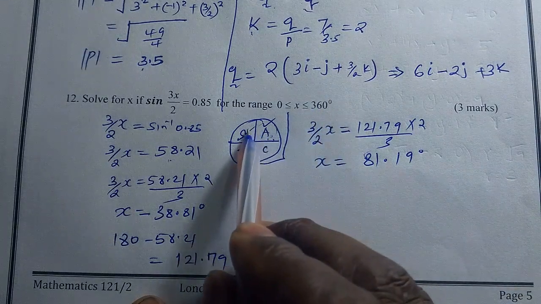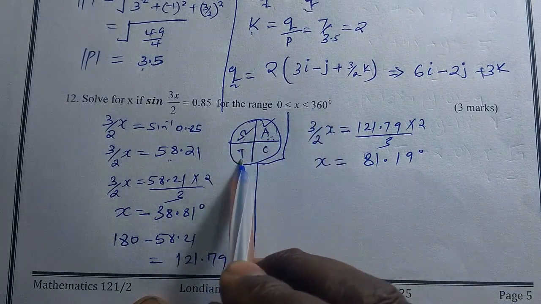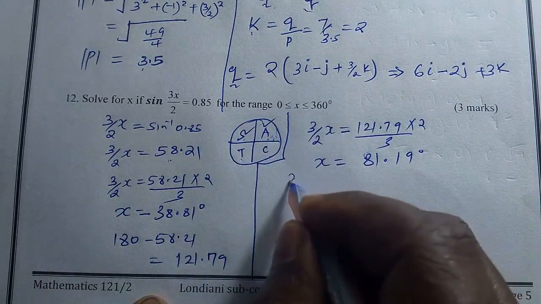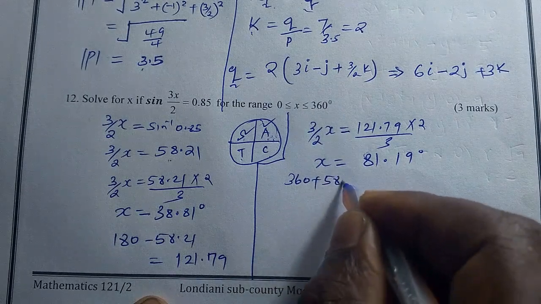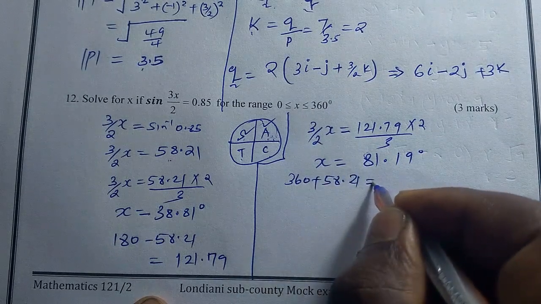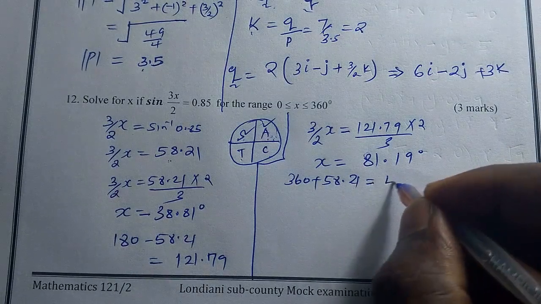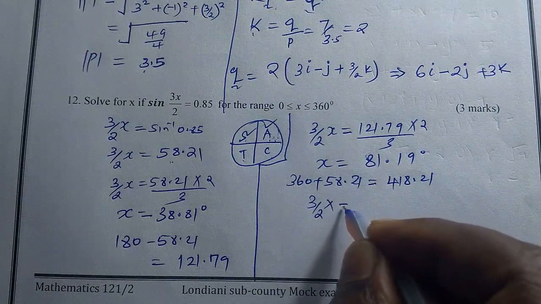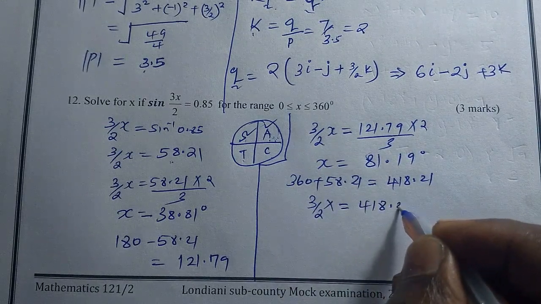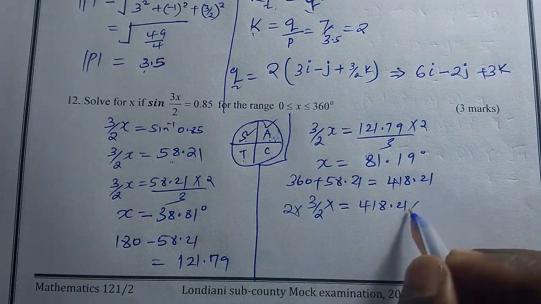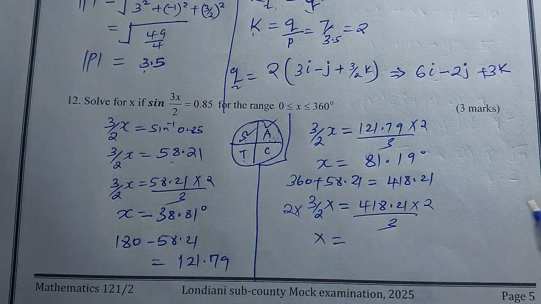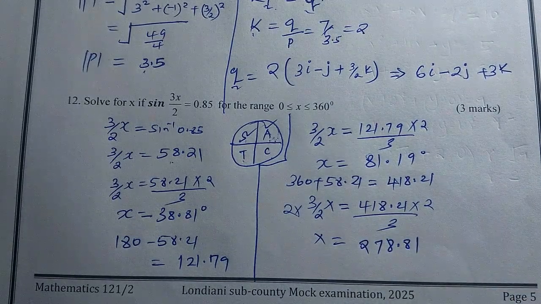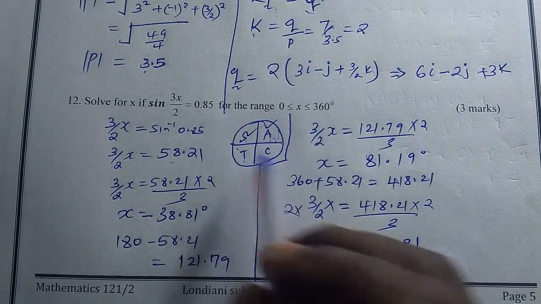The third one is negative, so we come here. How do you get an angle after going past 360? It is 360 plus 58.21. That one will give us 418.21. So 3 over 2 x is equal to 418.21. Multiply times 2 divided by 3. That one will give us x, which is 278.81. So you can clearly see that if you go to the next one, it is going to be beyond 360.